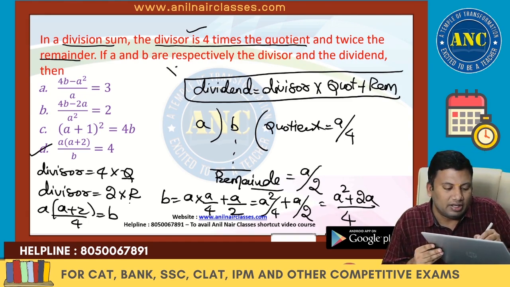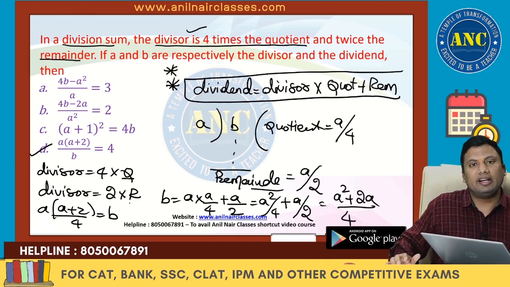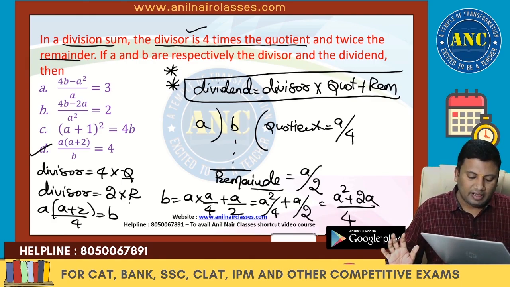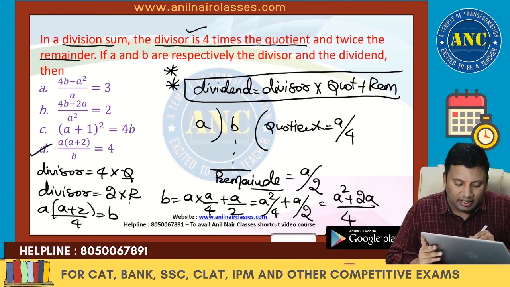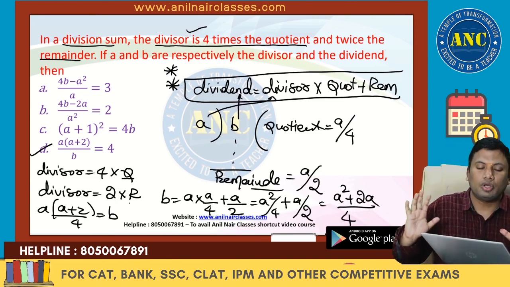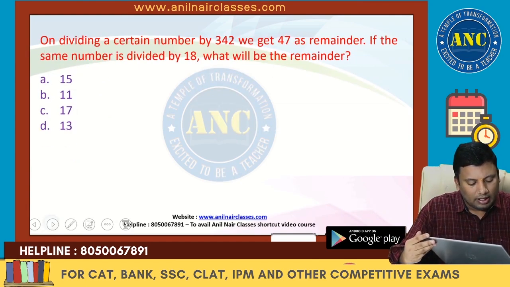I used the divisibility theorem, which states that dividend equivalent to divisor into quotient plus remainder. Dividend is given as B, divisor is given as A. I converted the expression into A and B. I hope this question is clear. Next one.